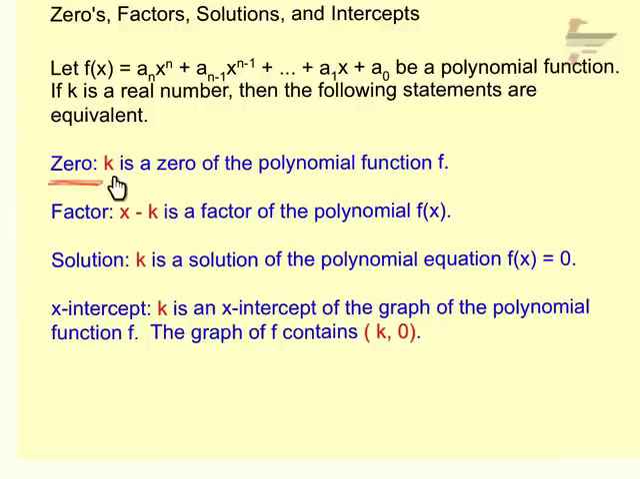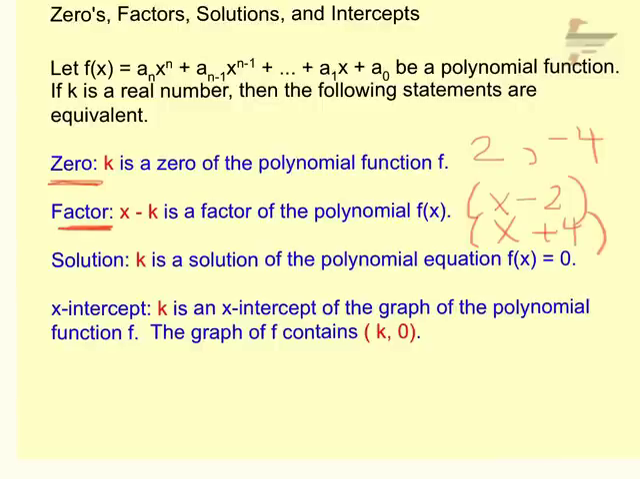If you know k is a 0, then you know x minus k is a factor of that polynomial function. So if I know that I have a 0 at 2, I know that x minus 2 is a factor. Or if I have a 0 at negative 4, I know x minus a negative 4, or x plus 4, would be a factor. And again, you should really be pretty solid with these concepts.